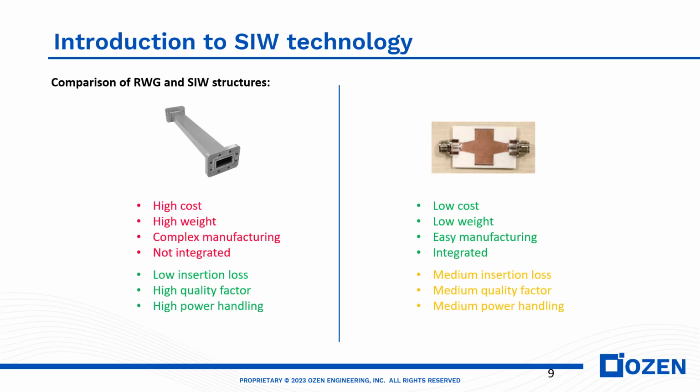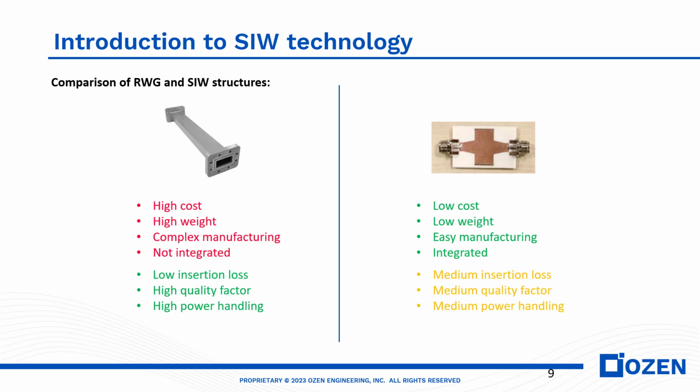Here's a summary of the advantages and disadvantages of both types. For rectangular waveguides, some of the advantages include low insertion loss, high quality factor, high power handling, and self-shielding. However, they also have some disadvantages such as high cost, high weight, complex manufacturing, and they are not easy to integrate.